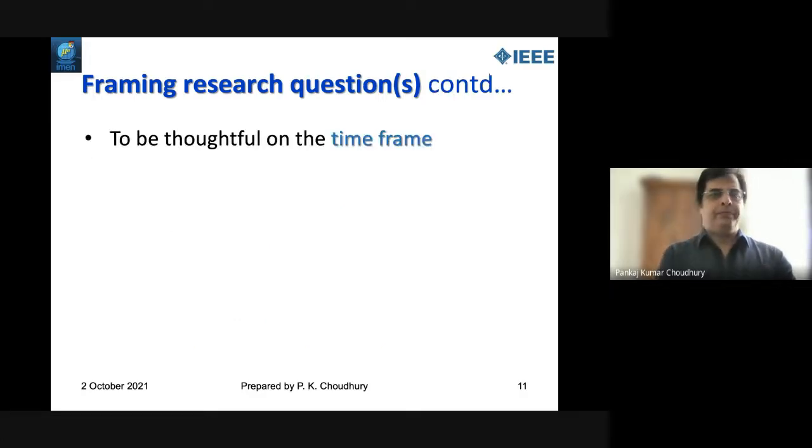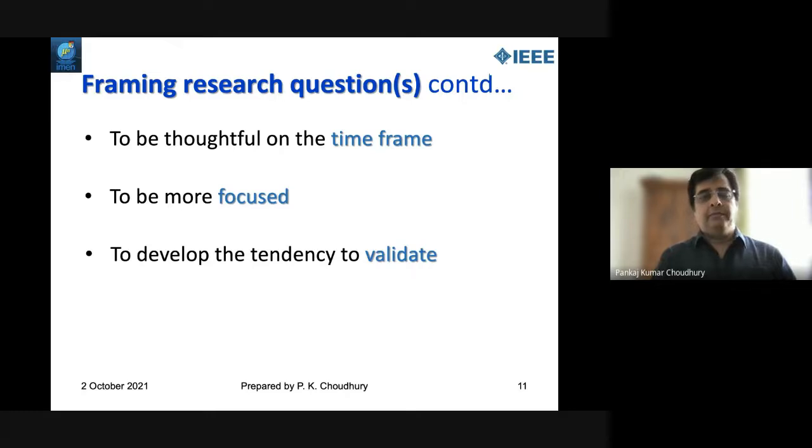So, while framing the research questions, one has to be thoughtful about the time frame. Say, for example, for a PhD work, usually a minimum of 3 years is needed. So whether the kind of question that you have in mind can really be resolved in a 3 years time frame, this is extremely important. Then one has to be extremely focused.